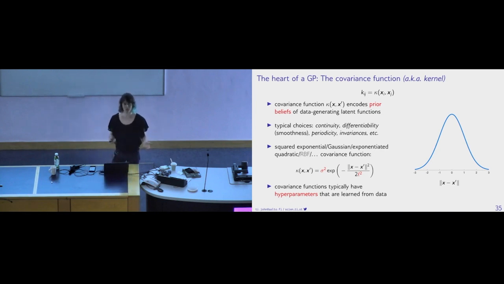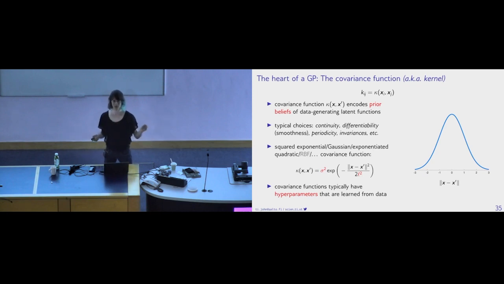And hyperparameters are something that you can learn from data. I'll briefly get back to that later. But it's important to know that covariance functions do have hyperparameters, so you have to think about them existing. All right, so as I just said, it's not the only kernel.